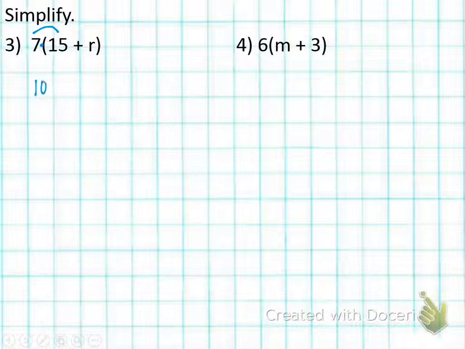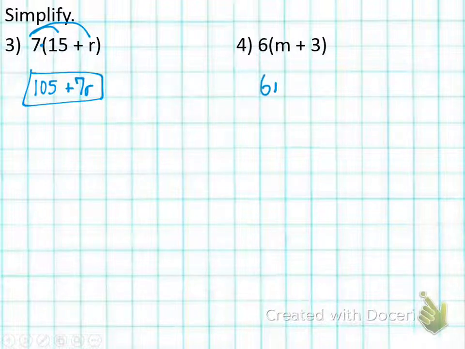Good. And then 7 times r is positive or negative 7r? Positive 7r. Let me see your answers. Make sure yours are like mine. Okay, good. Here we go. Number 4. This one's by yourself. Go. 6m plus 18 is correct. Good. Next one.